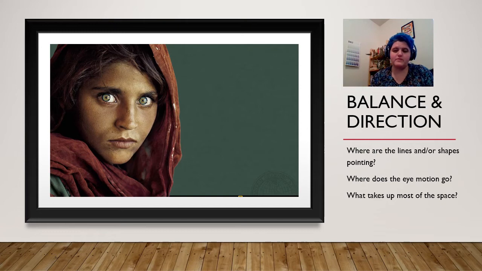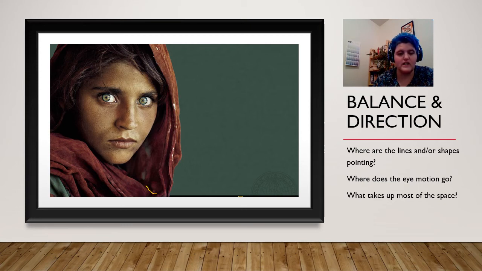Here's a different kind of balance and direction. So we don't have such overt lines here, but we still have lines and shapes pointing, we still have eye motion, and we still have space being taken up. So where is your eye naturally drawn? Where do you end up looking? Every time I look at this picture, I end up looking at this woman's eyes, always, over and over and over. Part of that is, again, the lines.